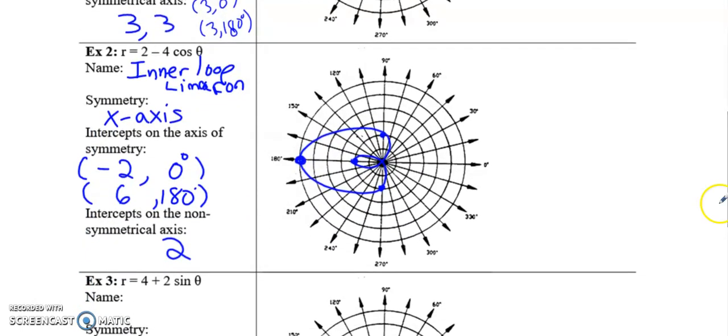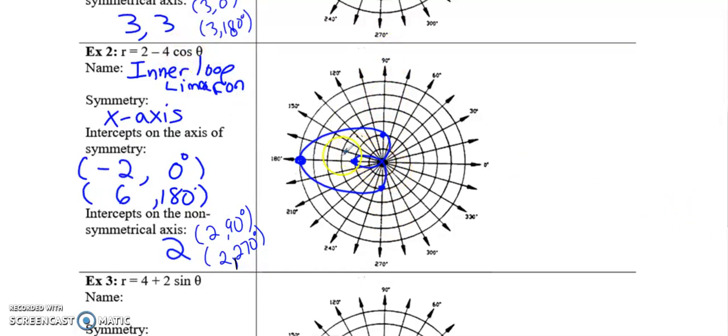We saw example 2 was an inner loop Limacon, with x-axis symmetry because of the cosine. So again, what angles are on the x-axis? 0 and 180. Plugging in 0, we get -2; at 180, 6. And again, if we wanted to fall back, the non-symmetrical axis is the y-axis, so that would be plugging in 90. We would get 2. Plugging in 270, we would get 2 again. In other words, the a value. Why? Because the cosine on the y-axis is 0. So 4 times 0 is boring.